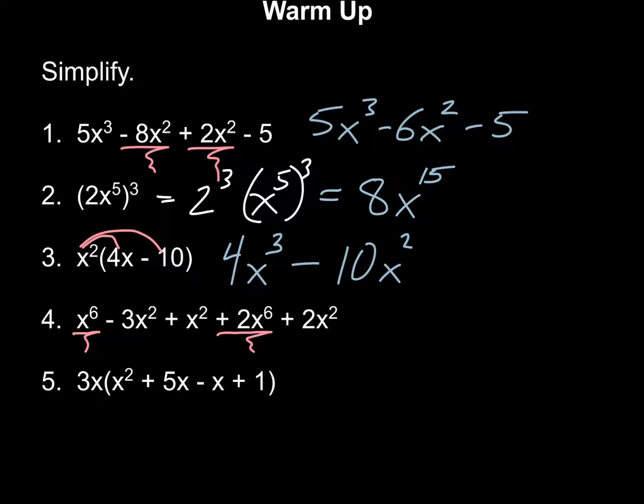One thing I want you to remember here is that x to the 6 at the start means that it is 1x to the 6. So when I add these together, I have 1x to the 6, and I'm adding 2x to the 6, so I should have a grand total of 3x to the 6. And remember, they have to be like terms with the same exponents because the exponents stay the same.